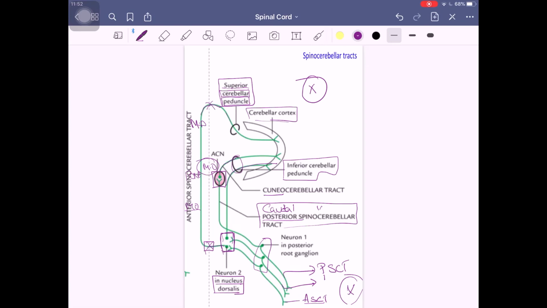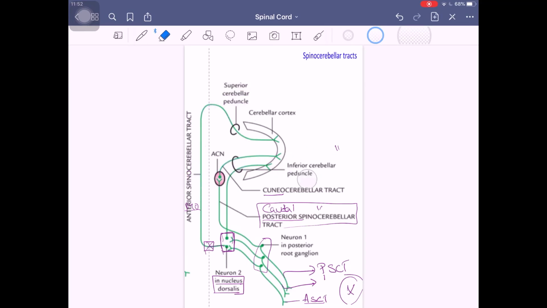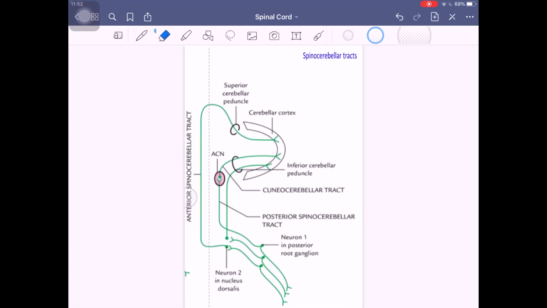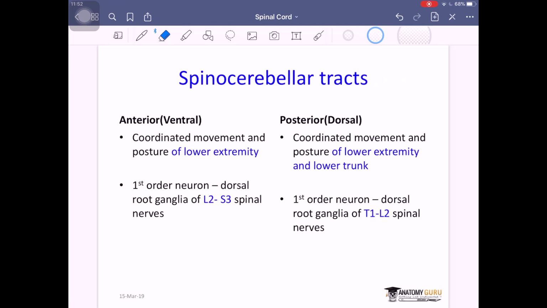Same thing, if you go up from there, you have the rostral fibers which are starting from here, and it is going via the inferior cerebellar peduncle to the cerebellum. So thereby this also, this is very small. So let us see this in detail now. Let us see this one again.